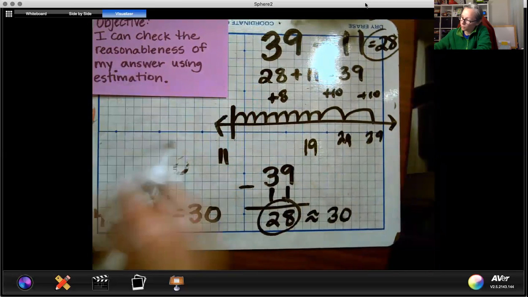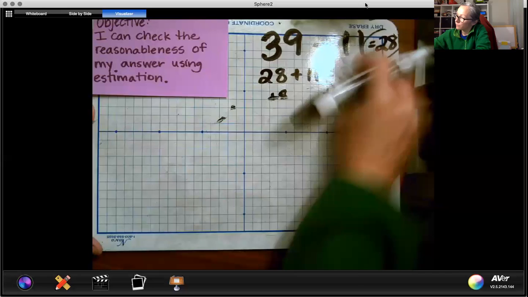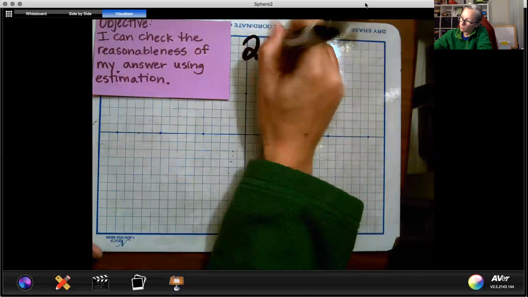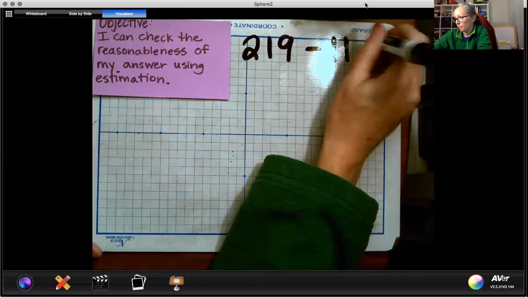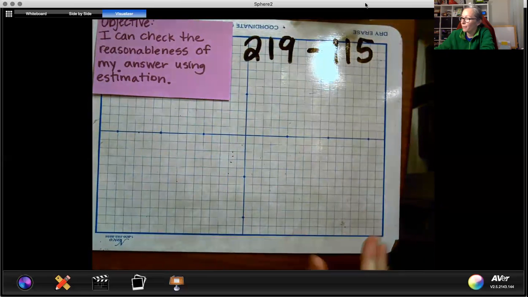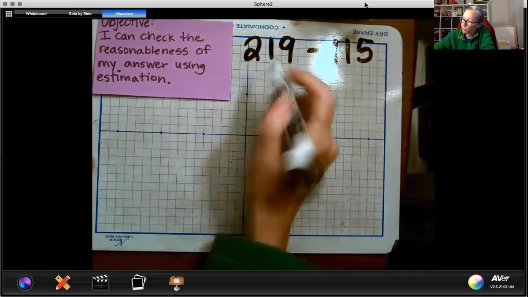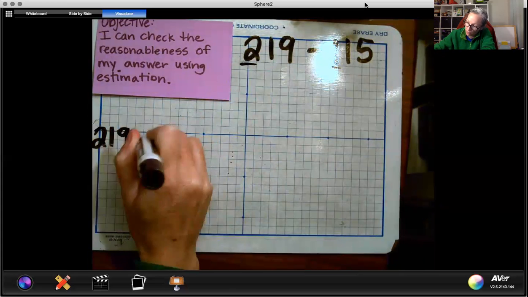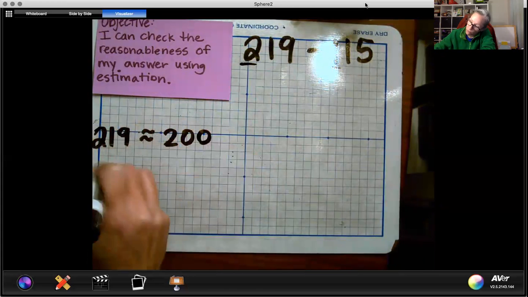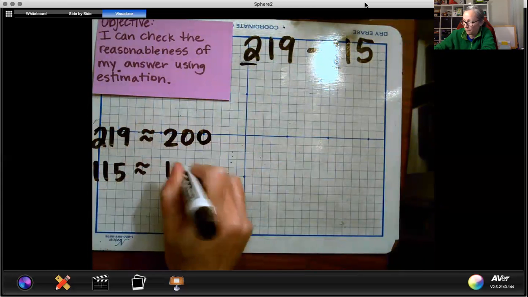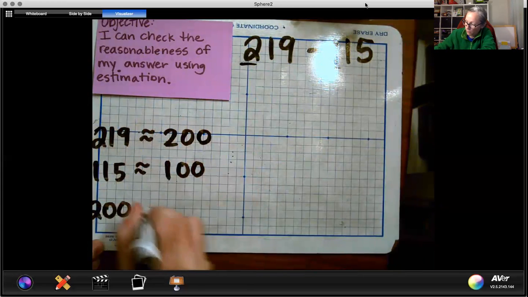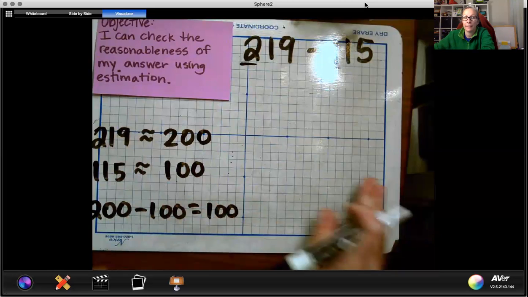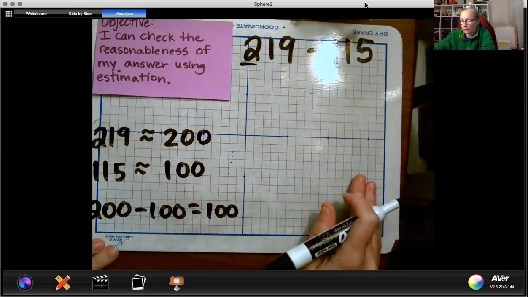All right, last one, boys and girls. 219 minus 115. Again, I'm going to round to the greatest place values in each of these numbers. That's the hundreds place. So I'm going to round 219 to the nearest hundred and 115 to the nearest hundred. And 2 hundreds minus 100 is 100. Okay, now I'm going to answer this problem and see if my answer is about 100.